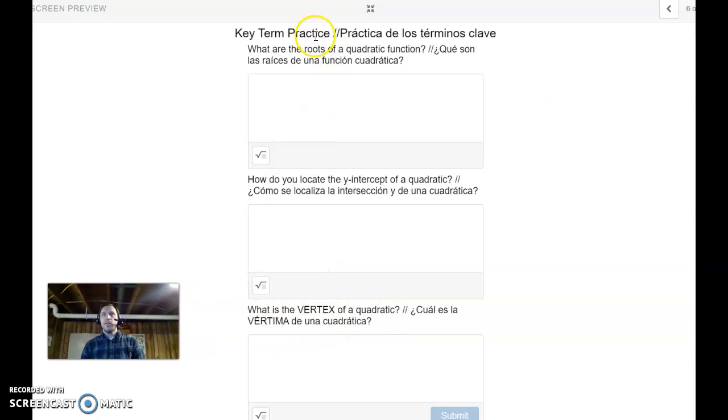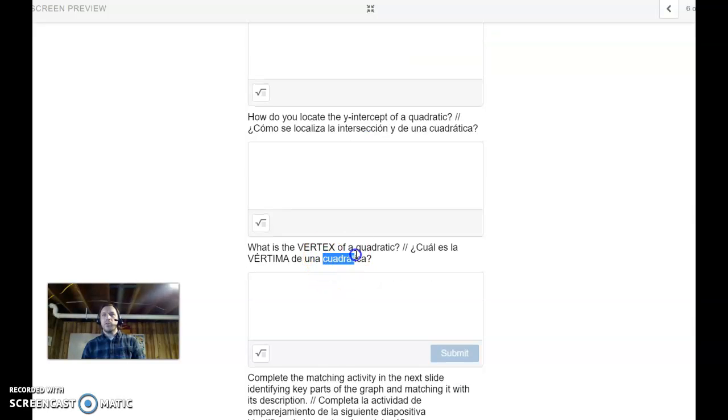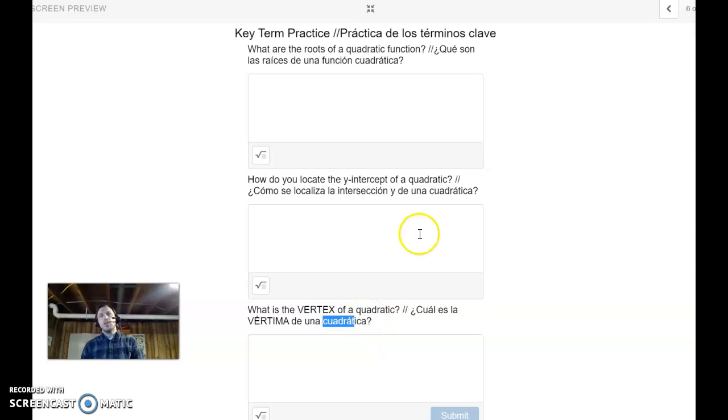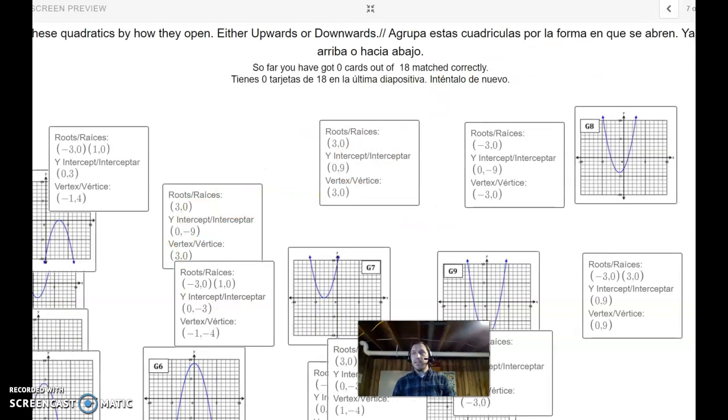All right, and so then here, go ahead and remind yourself, what are the roots? How do you locate the y-intercept, and what is the vertex of a quadratic? All right, so look in your notes, what do those mean? And then go ahead and match them using this idea here.